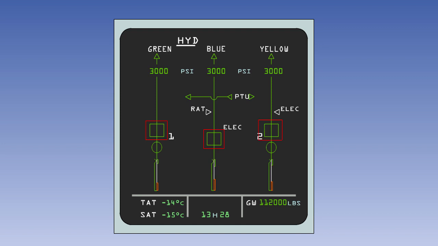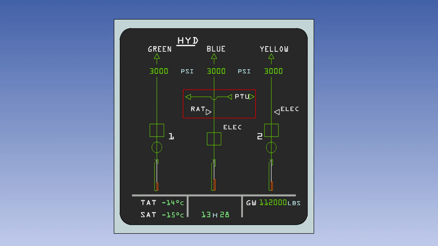These boxes indicate pump status. They show in line for a pump which is operating, and cross line for a pump which is not. System pressure is displayed at the top of each system.